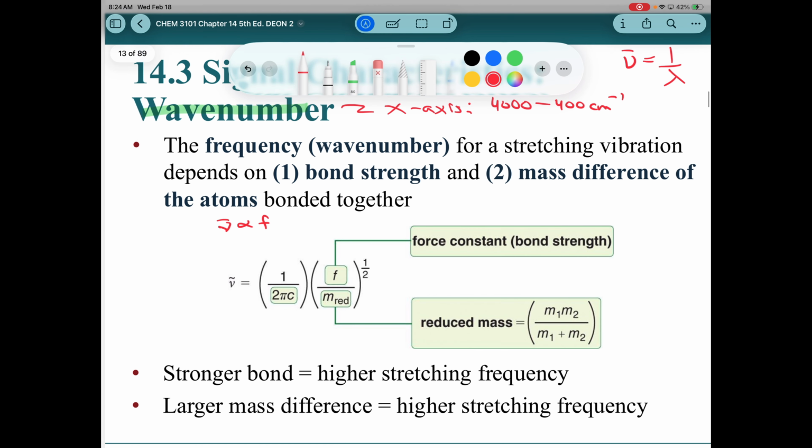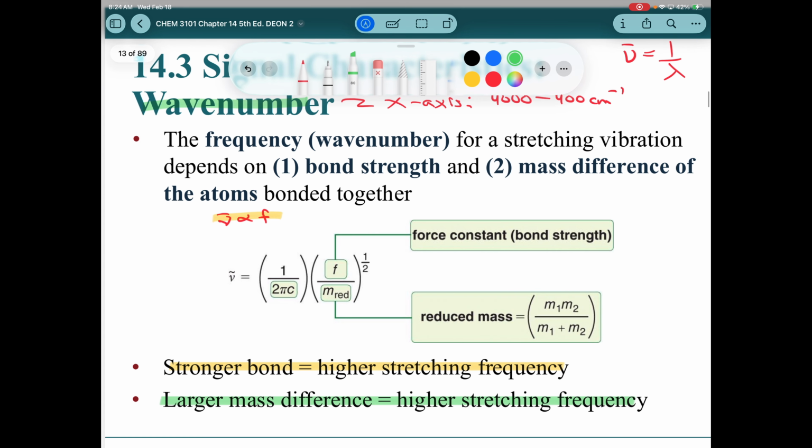And so what's our conclusion? Well, I already drew one of them up here: a stronger bond is going to give you a higher stretching frequency. And then the second conclusion is that a larger mass difference is going to give you a higher stretching frequency. All right, so let's take a look at these 2 here.